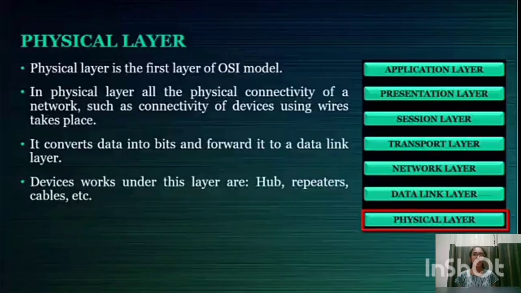Okay, now the physical layer. The physical layer is the first layer of the OSI model. In the physical layer, all the physical connectivity of the network, such as connecting a device using a wire, takes place, and it converts data into bits and forwards it to the data link layer. The devices that work under this layer are hubs, repeaters, cables, etc.